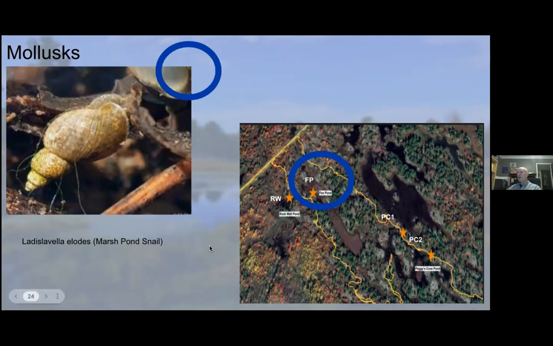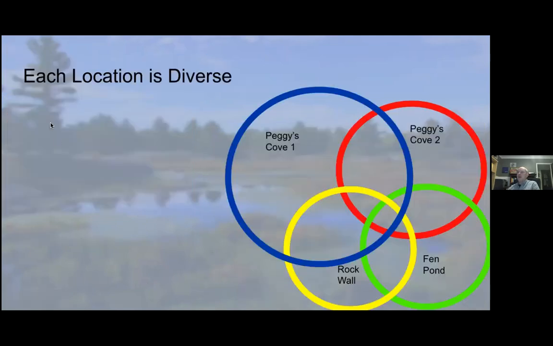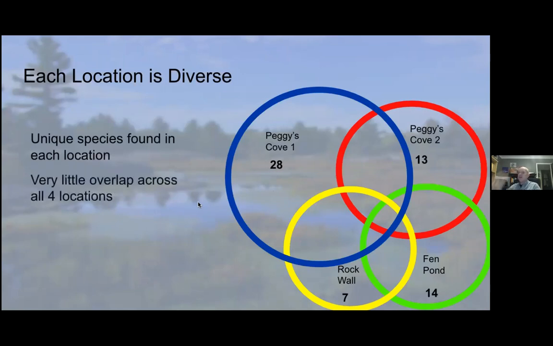So if we look at our ponds in general, we did find that each location is diverse, meaning there's some biodiversity in each location that's not found in the other one. So 28 species in Peggy's Cove 1 that wasn't in Peggy's Cove 2, and so on for these other locations. And there's very little overlap across all 4 locations. You probably noticed that only things like the central mudminnow was in one location and a certain algae was in all locations. These findings are pretty consistent with some other studies that I looked at.